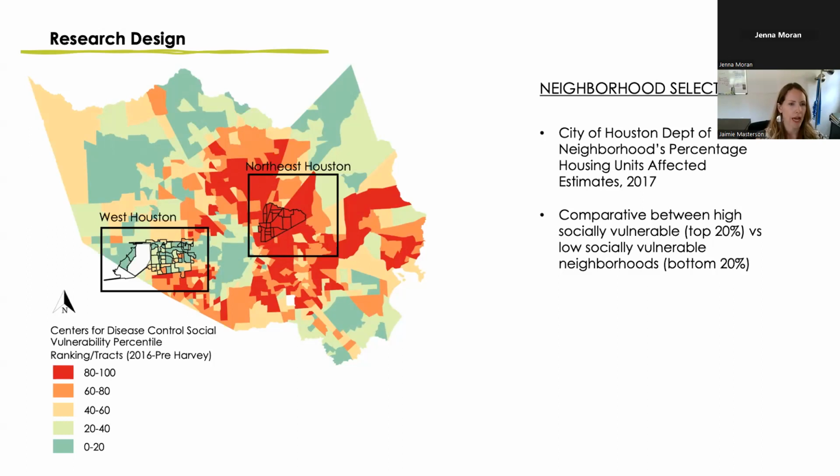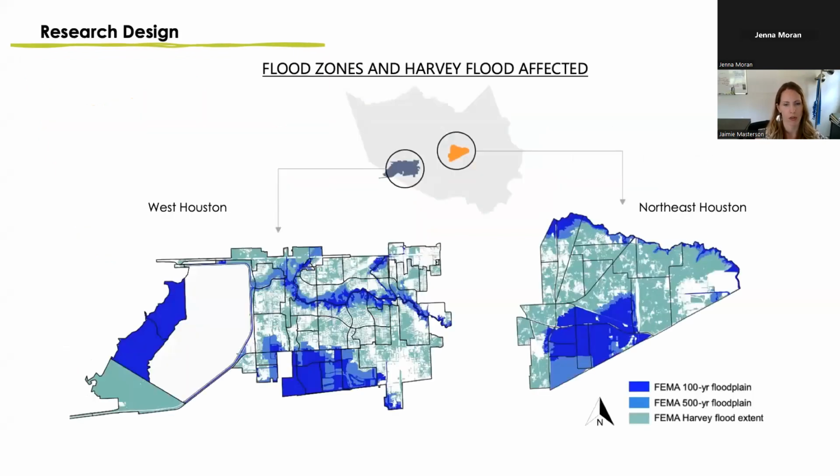So she looked at a neighborhood in West Houston, so that box on the left, and then she also looked at a more socially vulnerable neighborhood in Northeast Houston, and wanted to see how the policies compared in these two specific neighborhoods, and what the recovery was like for those neighborhoods as well.